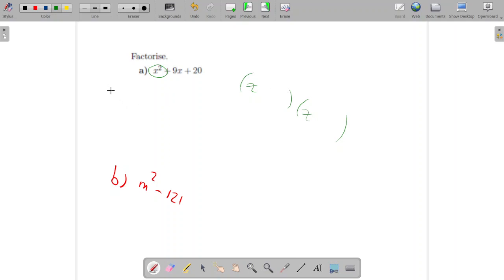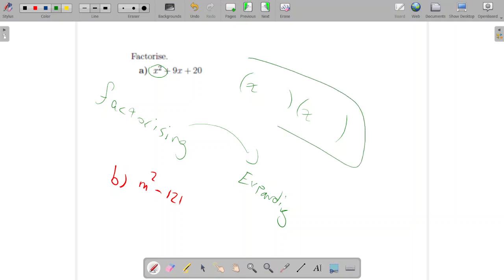because factorizing, remember that, is the opposite of expanding. In expanding, you multiply. In factorizing, basically you divide. So when you factorize, you try to make this form here.